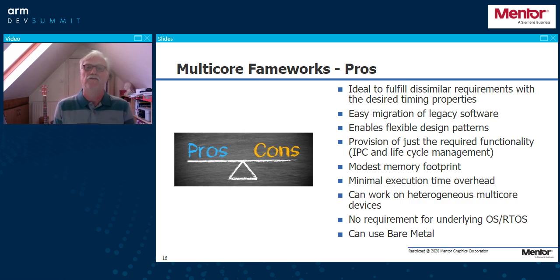So pros and cons again. Pros. Lots of advantages of multi-core frameworks. They're very good at implementing a system where the timing requirements of different processors is very different. We can migrate legacy software more readily because we can have lots of different processor architectures and different operating systems. And it enables us much more flexibility in our design pattern because we're moving away from homogeneous multi-core.